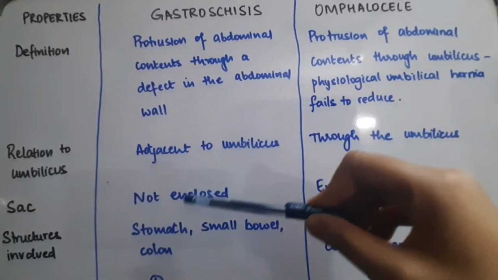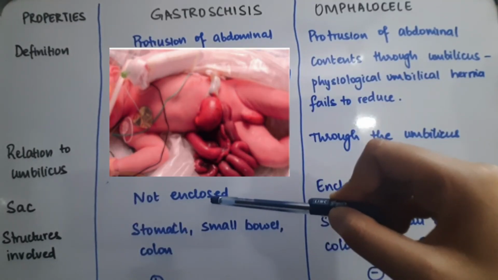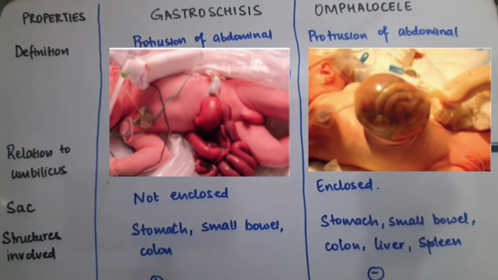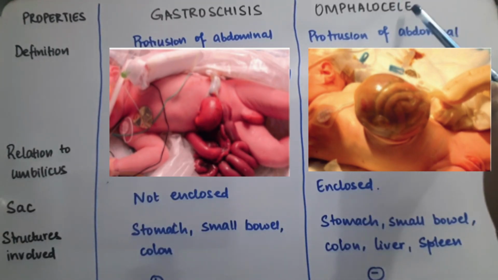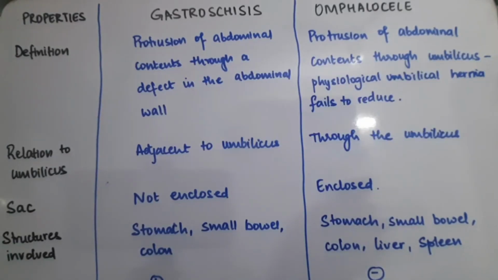Now, gastroschisis is not enclosed in a sac. So, if we look at the intestine and the intestinal contents, they lie openly. Whereas an omphalocele is enclosed in a sac. We can remember this by seal. Something with a seal is always covered by some sort of a covering. So, because omphalocele ends with the word seal, that's why we can remember that it is enclosed in a sac.